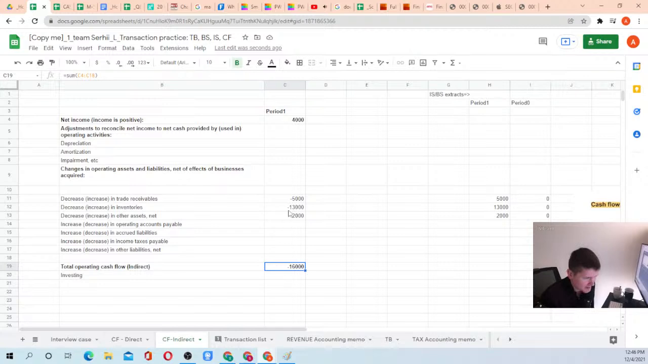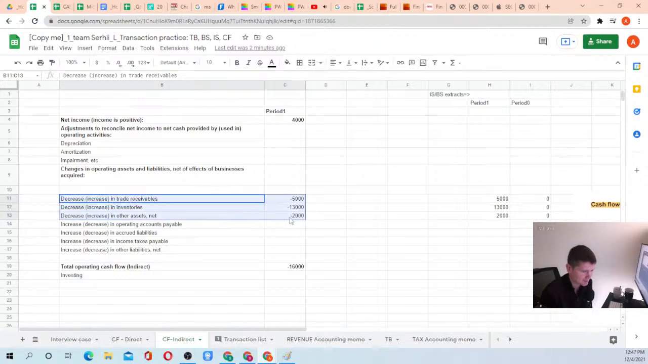While in the indirect method, we see that we have net income of $4,000 and we have adjustment for trade receivables, for inventories, and in other assets, and it kind of doesn't provide us much value. These adjustments don't tell us how much we get from customers or paid to vendors. They just show us some adjustments.